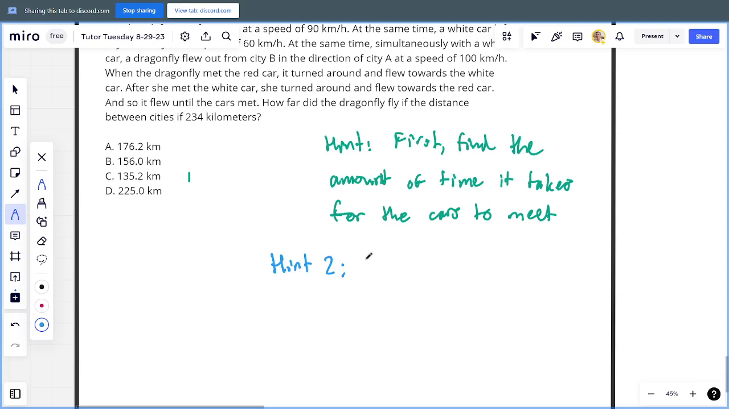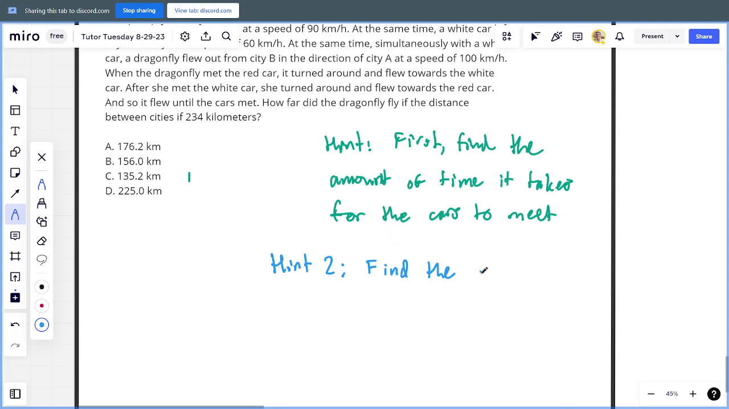Hint number 2 is, yeah, you can use a calculator. I did. After you find the time it takes for the cars to meet, find the help button. What help button? Yeah, you can call a friend.